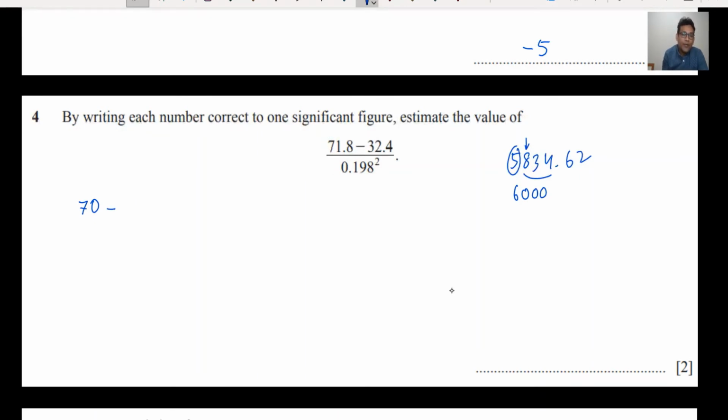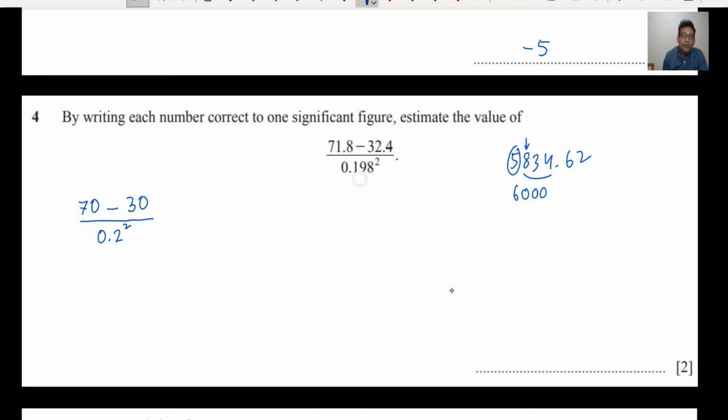Okay, minus 32.4 should be what? What do you guess? Yes, you're right. It's coming 30 because decimal is after 2 numbers. Divided by. Please don't make the square of it first. Just convert into one significant figure, and that is coming 0.2 and power is 2.